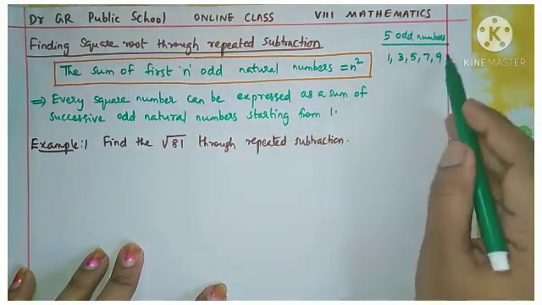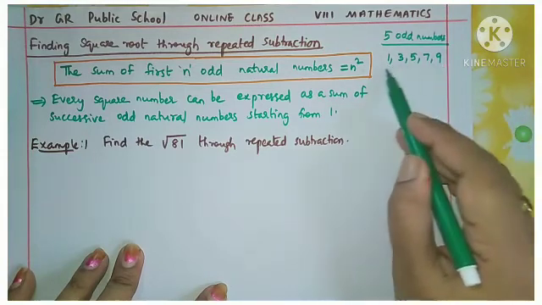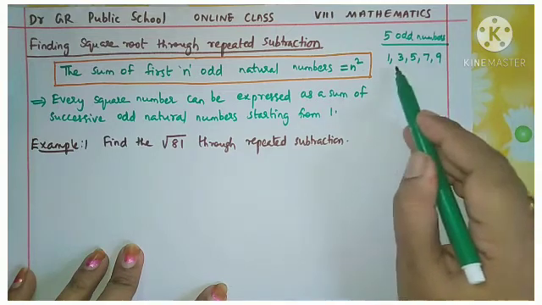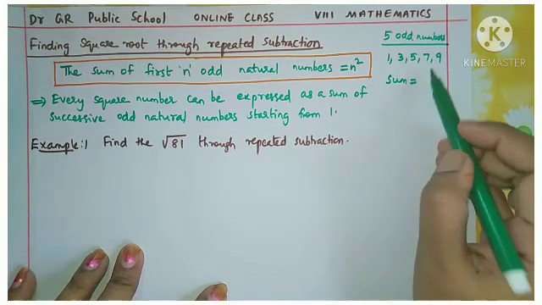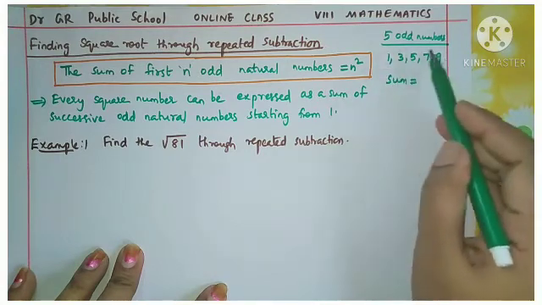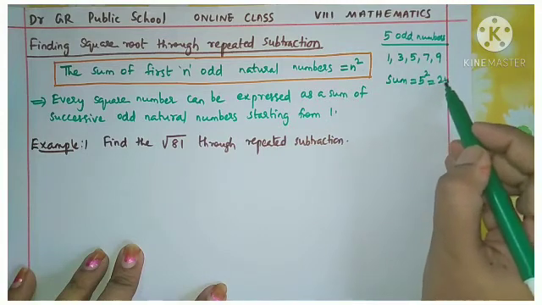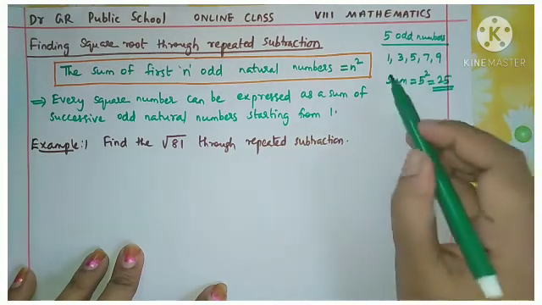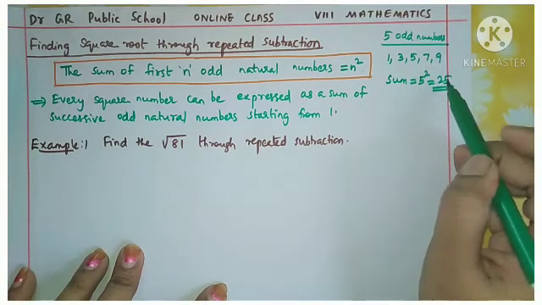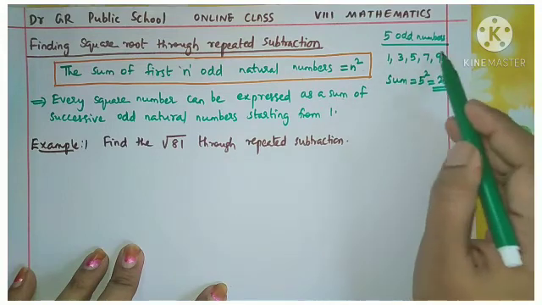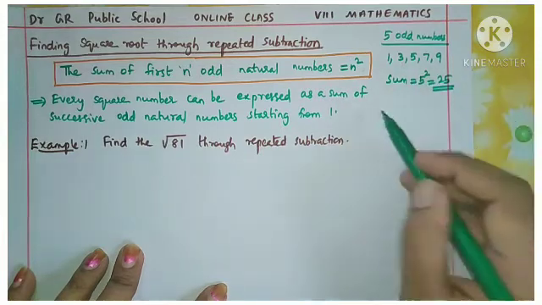So here I have taken 5 odd numbers, and when I add these numbers, that sum will be equal to the square of how many numbers? How many numbers here? 5. So that 5 square is how much? 25. So the sum of these 5 odd numbers will be equal to the square of the number of numbers.